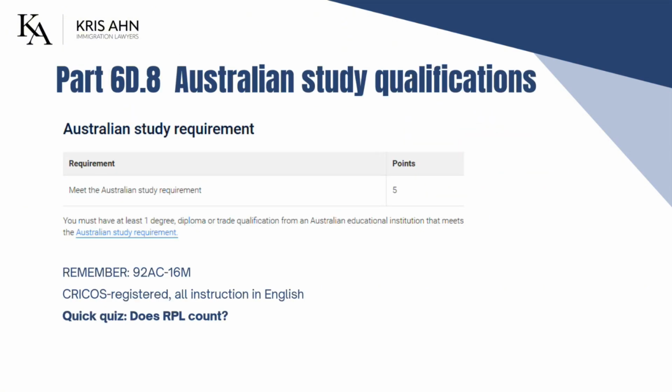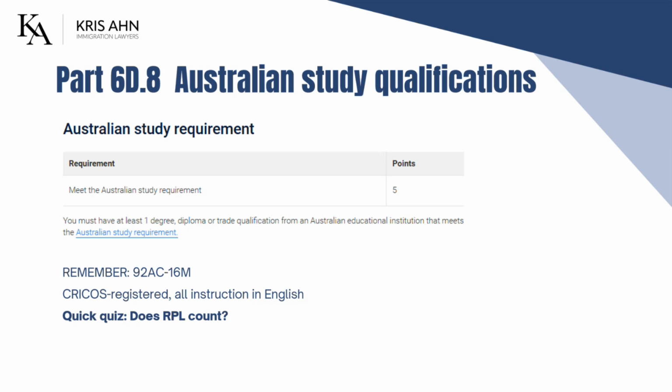Australian study qualifications, of course, if you meet the ASR, then you can get 5 points. Most people who have completed a student visa and have gone on to be granted the 485 visa, it's just a tick for that one. Do remember, however, that it needs to be, I try to remember the ASR as 92 AC 16M, but I made this saying and I still forget it, but it means 92 academic weeks and completed in 16 calendar months. So this is how I try to remember it. Of course, it needs to be CRICOS registered, and all instruction needs to be in English.